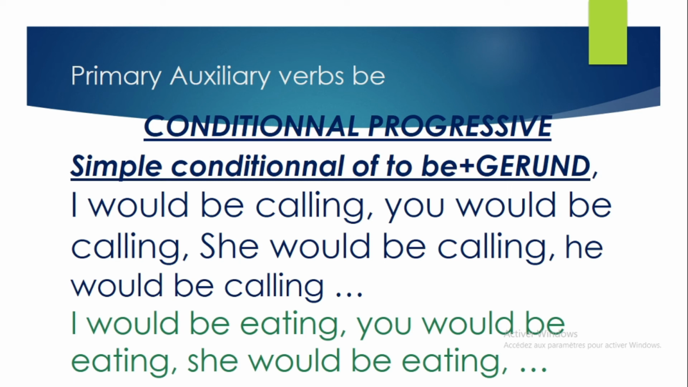It is the same process for every verb you want to use in its progressive aspect. You just use the tense of the verb to be and the gerund of the main verb. Okay? I'm calling. I was calling. I will be calling. I would be calling.